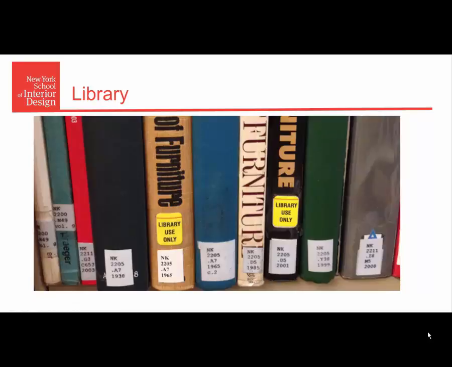Call numbers are a classification system that libraries use to organize a collection and keep items with similar topics together on the shelf. You'll see them on the spines of library books. Knowing a little bit more about call numbers will help you to find books in the library more quickly.